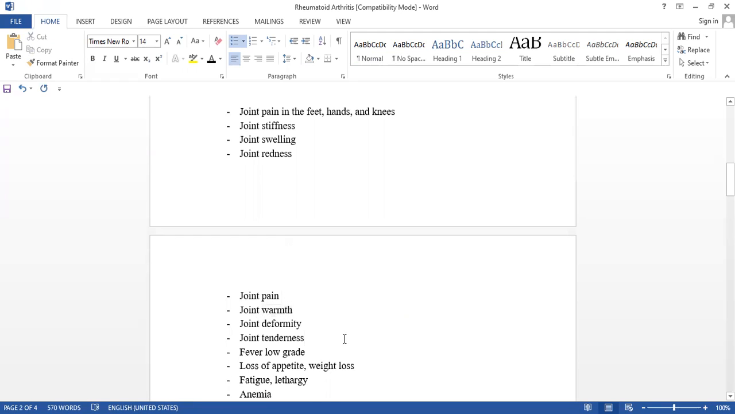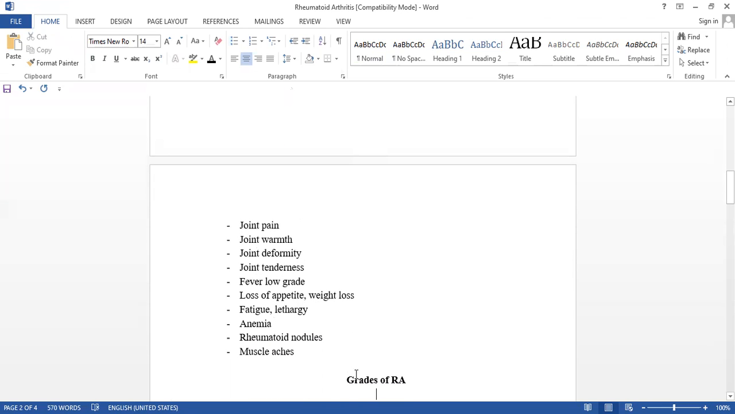Deformity, the shape changes, that is, they bend, isn't it? That we get because of the erosion, bone erosions. Okay. There is a deformity. Joint tenderness is there. Fever, low grade fever is there. Loss of appetite, loss of weight, because of these swelling, inflammation, pain, there is a loss of appetite, so ultimately weight loss is there.